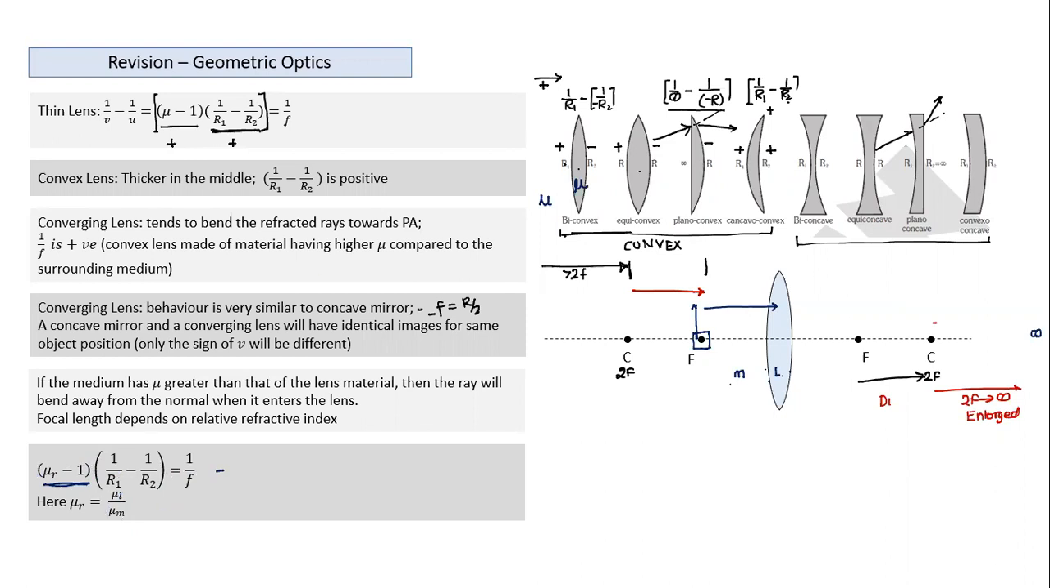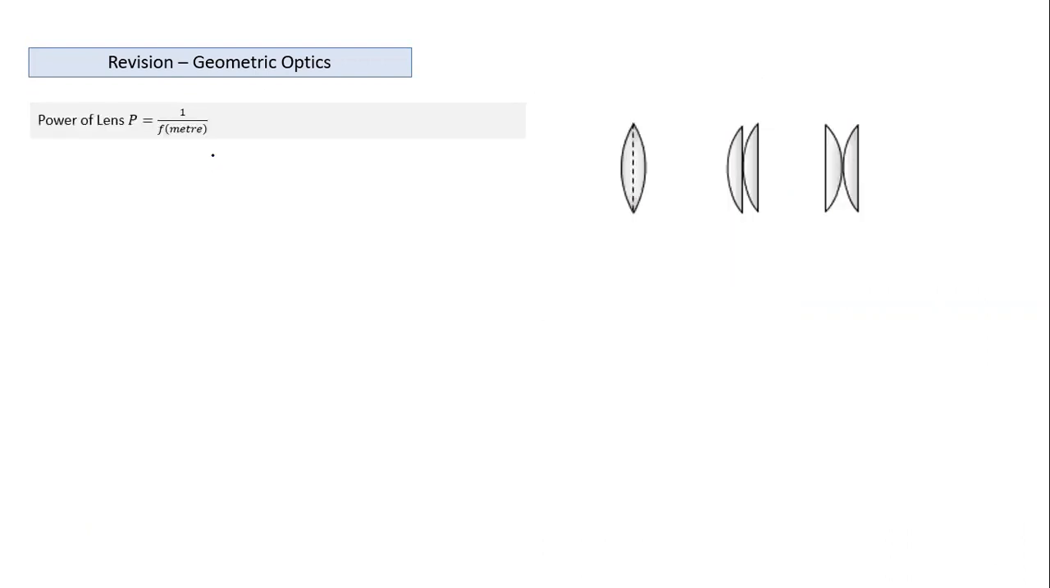So if a lens is placed in a medium which has a higher refractive index than the lens material itself, its basic nature changes. A converging lens becomes a diverging lens, and a diverging lens becomes a converging lens, because this sign becomes negative and this sign changes the sign of f. So again, to come back to the formula here, f depends on two things: the geometry of the lens, as well as the refractive index of the lens and the surrounding medium.